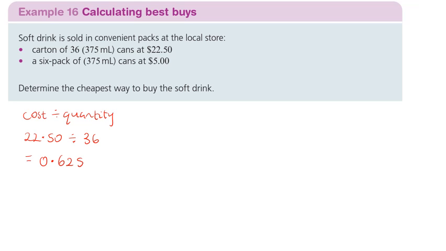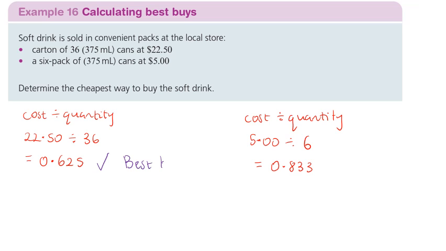The 6-pack cost divided by quantity. So the cost is $5. Quantity is 6 equals 0.833. So that's how many cents per can. So this one is the cheaper option. So it is the Best Buy.